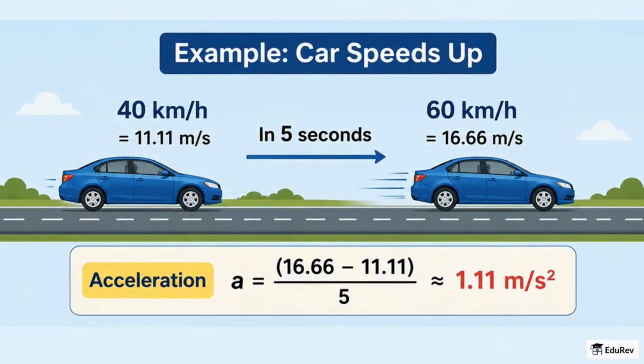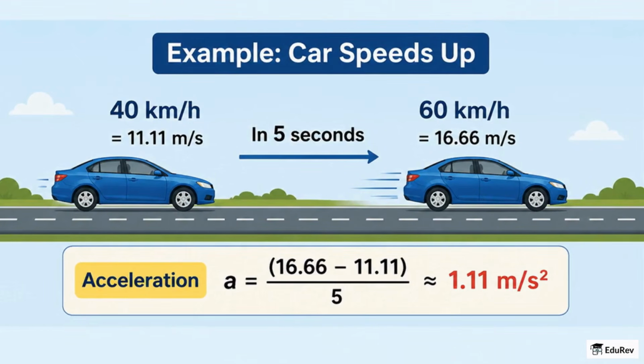As an example, a car going from 40 kilometers per hour to 60 kilometers per hour in 5 seconds changes speed from about 11.11 meters per second to 16.66 meters per second. So, a = (16.66 - 11.11)/5, approximately 1.11 meter per second squared.